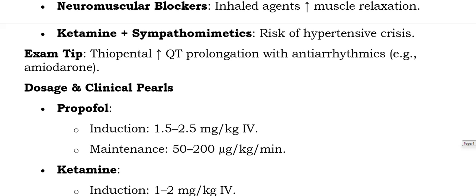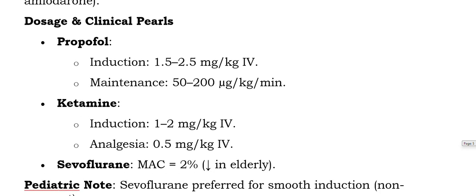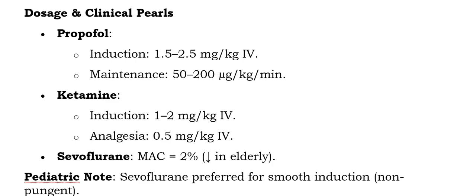Propofol induction, usually 1.5 to 2.5 milligrams per kilogram IV. For maintenance infusion, somewhere between 50 and 200 micrograms per kilogram. Micrograms for maintenance, okay. Ketamine induction, generally 1 to 2 milligrams per kilogram IV. But for pain relief, much lower, maybe around 0.5 milligrams per kilogram IV. Big difference. Sevoflurane. The MAC, minimum alveolar concentration to stop movement in 50% of patients, is around 2% in a typical adult. But remember, MAC goes down as people get older, so elderly patients need less. Lower MAC in the elderly.